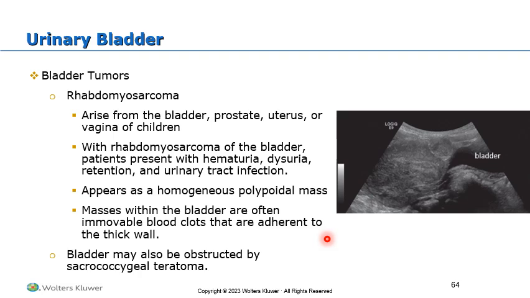Now, the bladder can also be obstructed by a sacrococcygeal teratoma. So remember, those typically, we looked at them, I think last week, where they can grow really out the backside. We typically think of them as appearing on the posterior aspect of the patient born with this. They can actually grow anterior to the sacrum into the body too, and those can then either compress the bladder or they can even grow into the bladder.